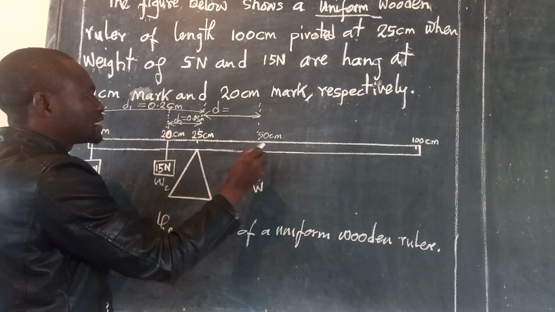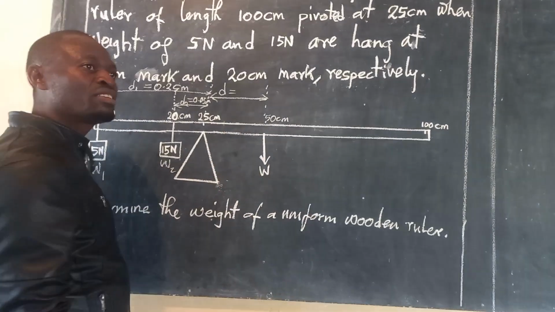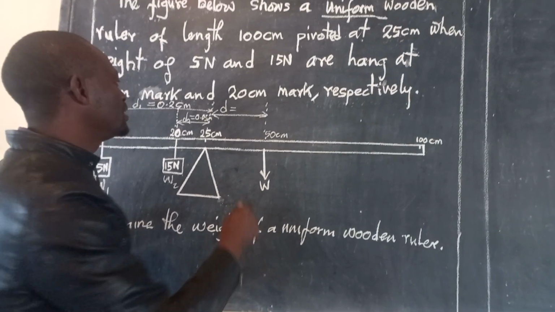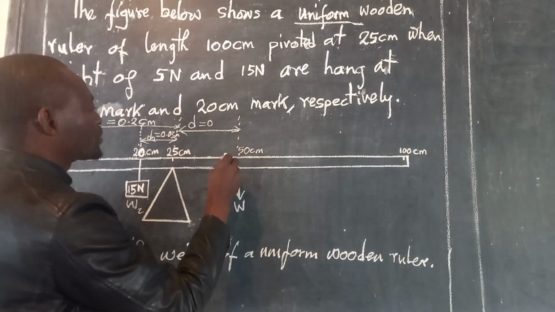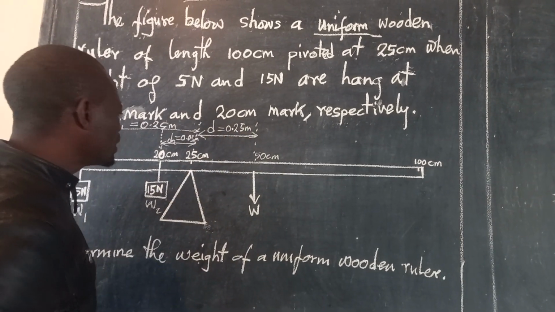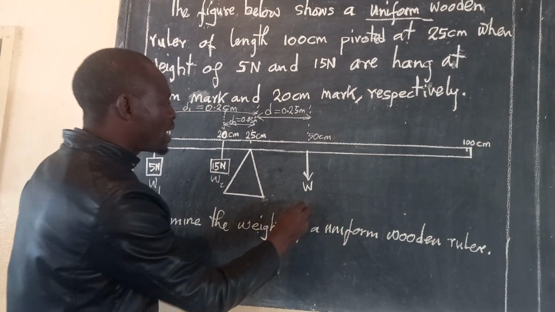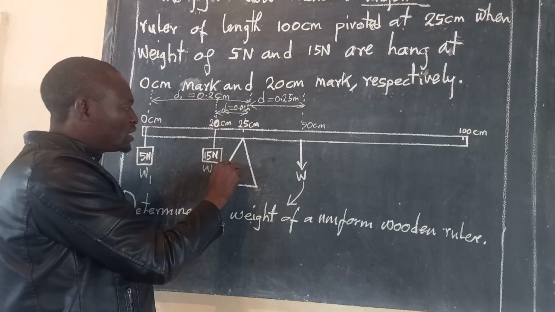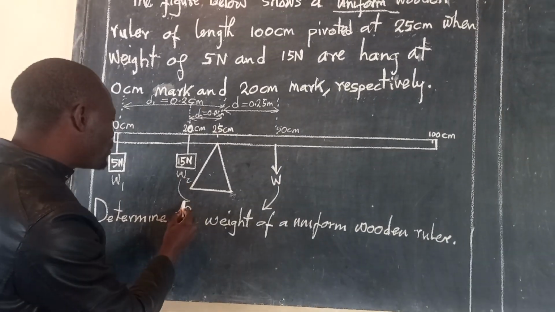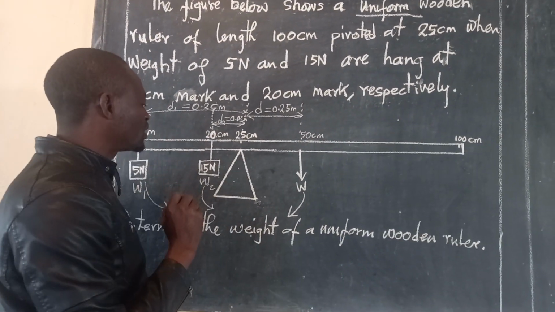So the difference, 50 centimeters minus 25 centimeters, is giving us 25 centimeters. Dividing by 100 is giving us 0.25 meters. Now, using the principle of moments, the sum of clockwise moments about the pivot must be equal to the sum of anti-clockwise moments about the same point. Which same point? The pivot.